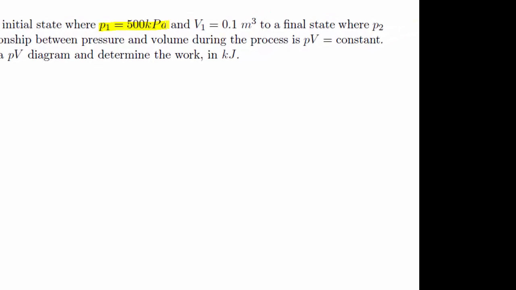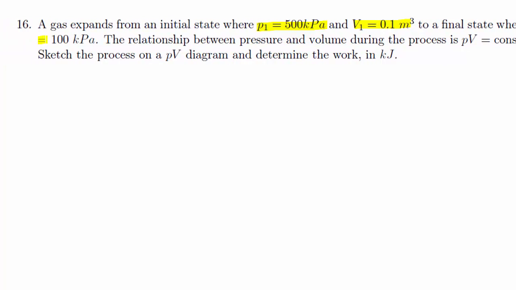So the first thing you need to do when solving any of these engineering type problems is to read the question really carefully and underline all the important things that we think we need to use. So I'm just going to highlight all of the variables that we've been given. It's an ideal gas question. We've got some properties of state here: initial pressure and volume, and a final pressure.